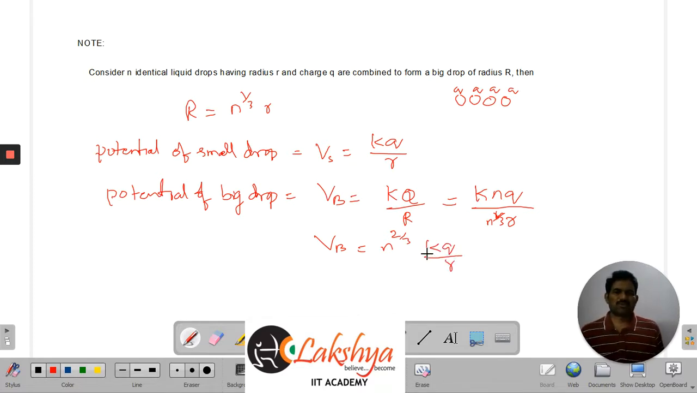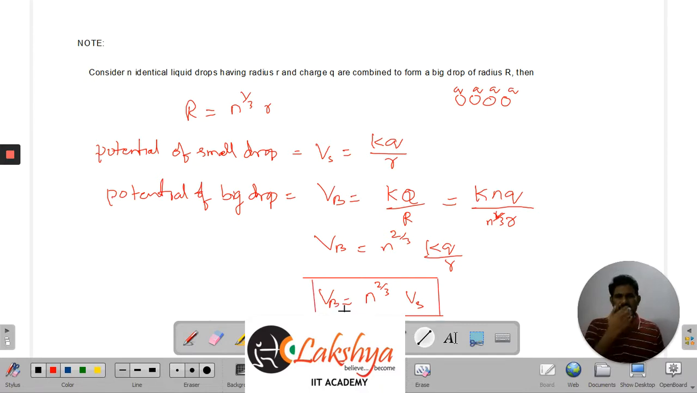Now this kq by small r is nothing but the potential on this small drop. So we can write the relation as: potential of the big drop is equal to n power 2 by 3 into potential of the small drop. This is the relation between the potential on the big drop and the potential on the small drop. If you know the number of drops combining, we can write that relation easily. Simple problems will be based on this, and I think you can solve those problems easily.